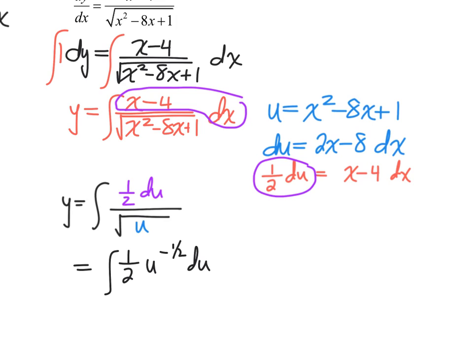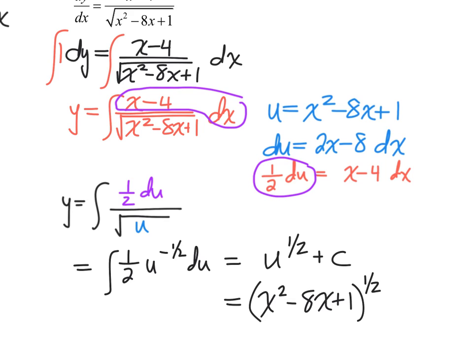We integrate that, and what do we get? Just u to the 1/2, right? Plus c. Yeah, because the 1/2 divided by the 1/2 will cancel. If it was 1/2 divided by 2, then it'd become 1/4. Right? So the quadratic will replace the u, so x squared minus 8x plus 1 to the 1/2 power plus c.